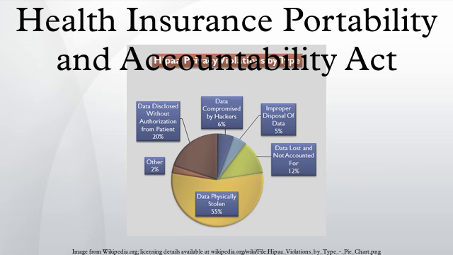PHI is any information held by a covered entity which concerns health status, provision of healthcare, or payment for healthcare that can be linked to an individual. This is interpreted rather broadly and includes any part of an individual's medical record or payment history. Covered entities must disclose PHI to the individual within 30 days upon request.